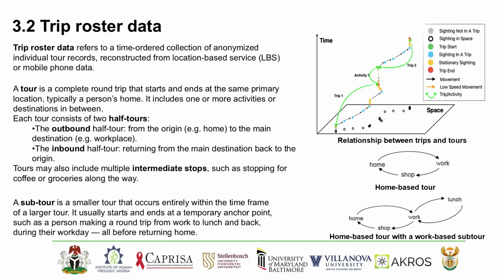Each tour has two half tours, the outbound half going from home to the main destination, like work, and the inbound half returning home. People may also make intermediate stops, like stopping at a shop or coffee place. Sometimes a person may make a sub-tour, for example, leaving work to grab lunch and returning, all within their main tour. This type of detailed data helps us reconstruct how individuals move through space and time with high granularity.